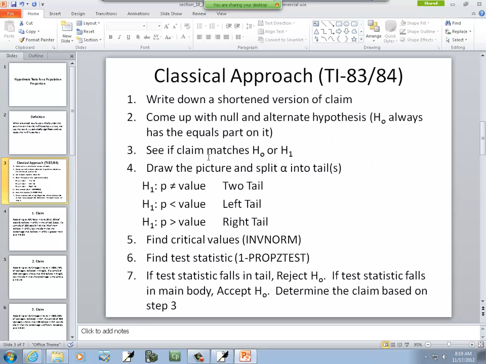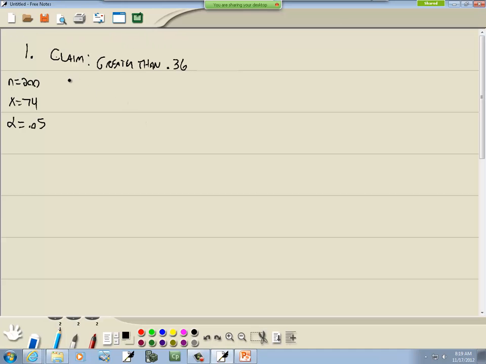Okay. First step, write down a shortened version of the claim. And we did that. Step 2, come up with a null and alternate hypothesis. Our null is the H naught, and this is H1. We're talking about proportion, population proportion, so we're going to use P for a symbol. Now this greater than implies a greater than symbol. Now the only symbols you can put on H1 are less than, greater than, and not equal to. So greater than has to go here.